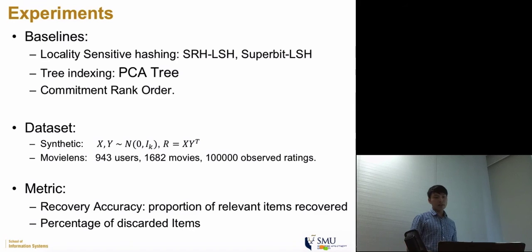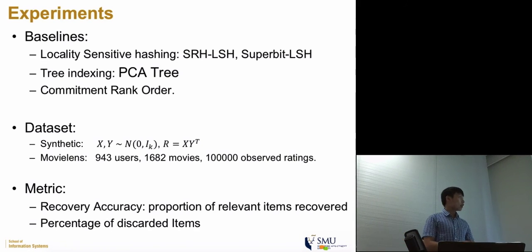The baselines mentioned in this paper are locality sensitive hashing, cheese indexing, commitment rank order. All of them are data structures which can be used to speed up the retrieval process for any recommender system.